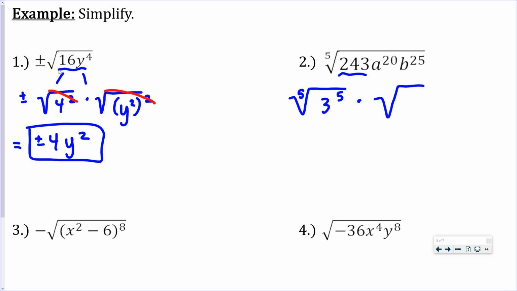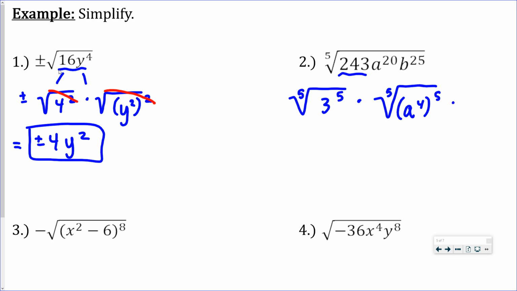What about a to the 20th? A to the 4th to the 5th. Okay, how'd you know that? Because 4 times 5 is 20. So essentially, just take this power and divide it by your index. What's 20 divided by 5? 4. And you're basically reversing the power to a power property, where those would just be multiplied.